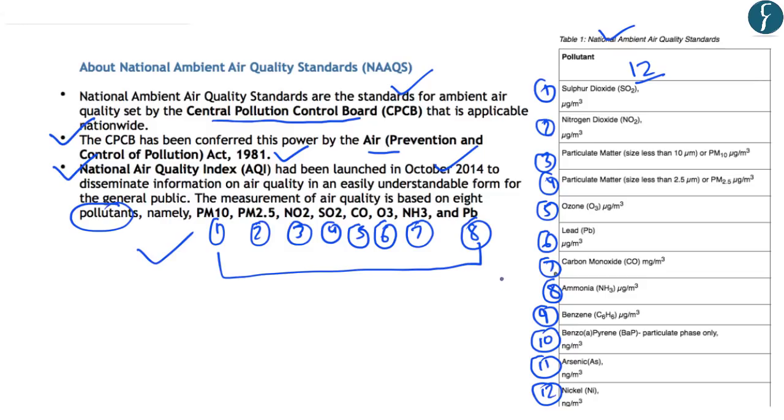And that is why it is not included either in the National Air Quality Index or the National Ambient Air Quality Standards. So although carbon dioxide is not a pollutant, it is a greenhouse gas. So this fact should also be kept in mind. With this, let's move to the next article.